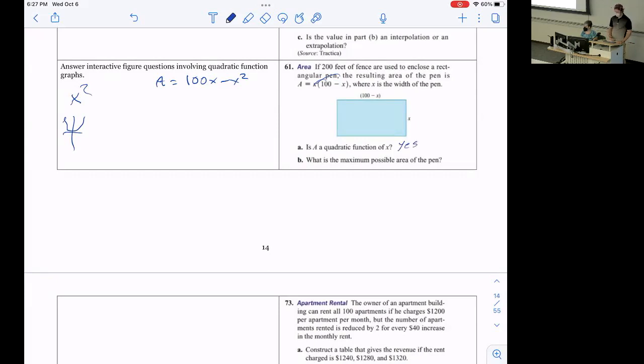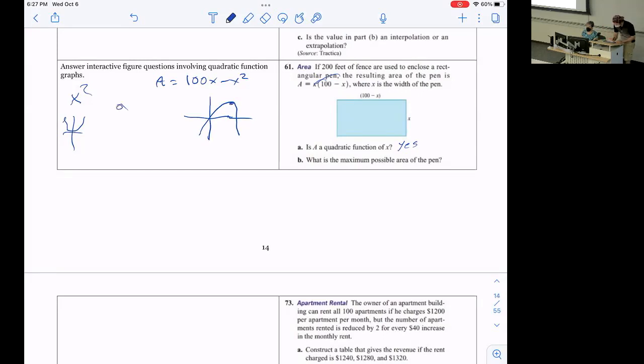B, what is the maximum possible area of the pen? Well, we have our function here. Our function is the area is equal to 100X minus X squared. So our graph, if we plug that into our calculator, is going to look something like that, right? So what's the maximum area? What's the key word of that question? Maximum. How are we going to find the maximum of this graph? Where the vertex is? The vertex. So we can either do it in our calculator or use that vertex formula.